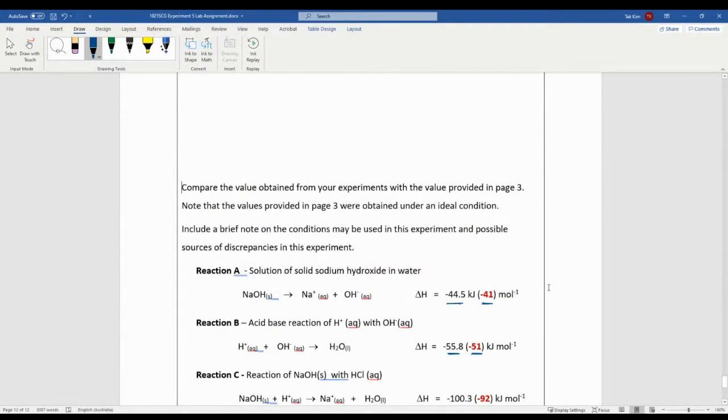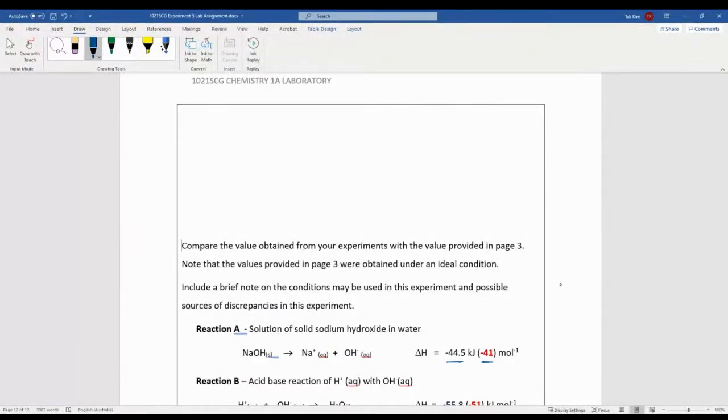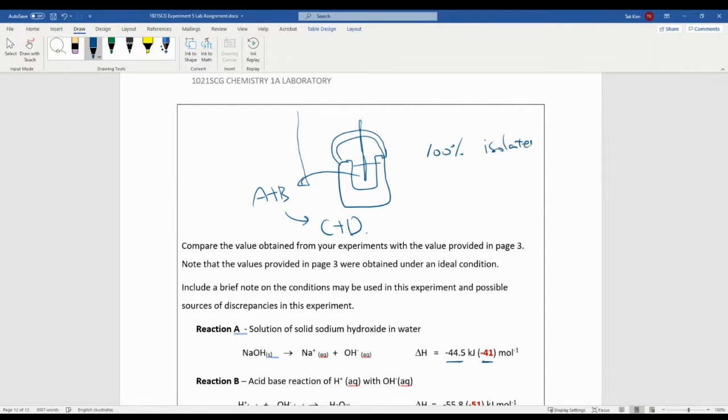So for this experiment, using a thing called a calorimeter, it's basically a cup, and then you put a thermometer over here, and then you put your mixture A plus B, making C plus D. So in this type of experiment, your system, which over here, should be 100% isolated from surroundings.